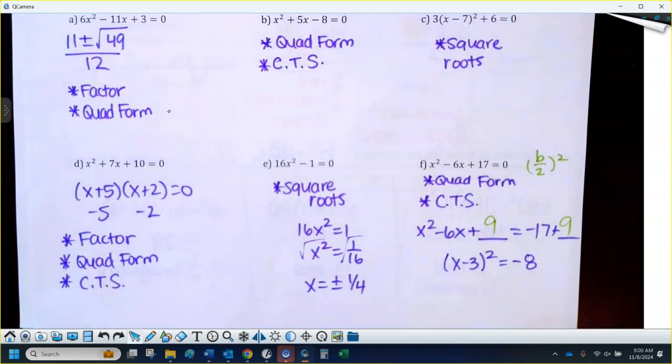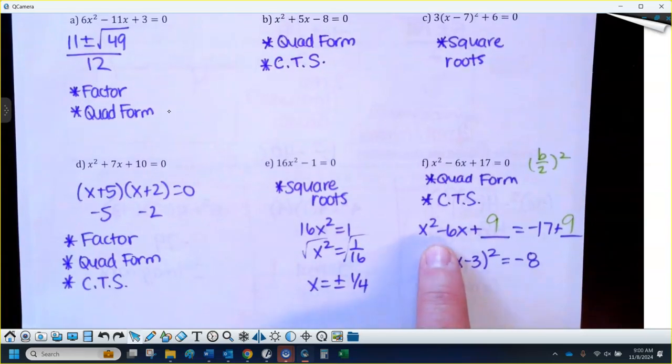So it's totally up to you. You can use the quadratic formula on any question. Complete the square you can use on any question, but I would recommend it for an a value of 1 and a b value that's even. Square roots and factoring just depend on looking at the question to see what you have.